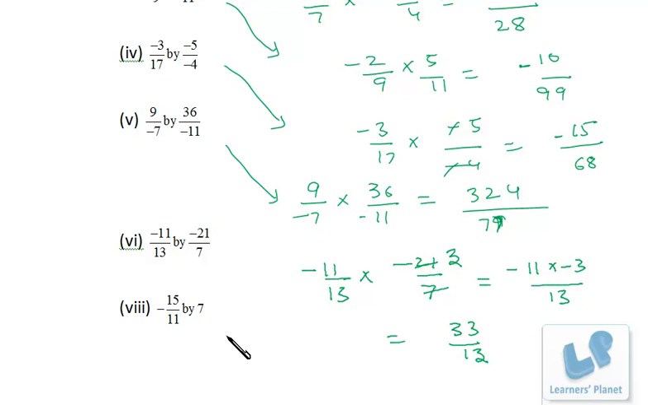Okay. Similarly, we can do this. It's minus 15 by 11 into 7. So 15 into 7 is 105, and that too will be negative because we have negative sign over here, and by 11.